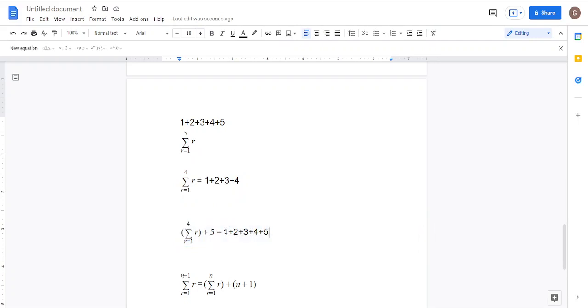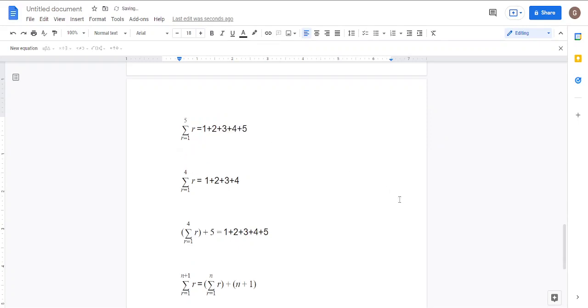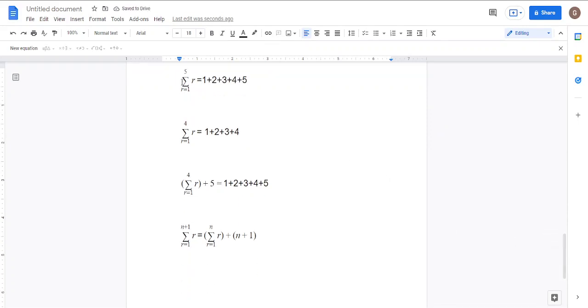So if we look at the right-hand side in both, let me move this over here. Okay, so if we said that the sum of r from 1 to 5 is this, and we said that this is also the case here, so if this is equal to that, can't we equate them to say that the sum of r from 1 to 5 is the same thing as this?